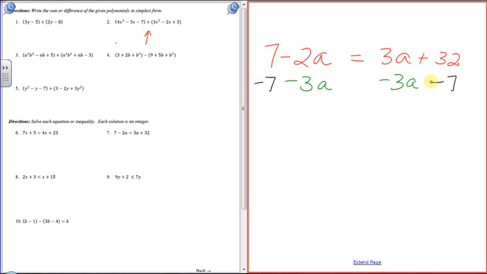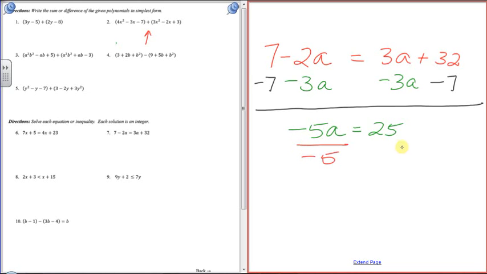Subtract 7 on both sides. Big equal sign. Please be sure you're showing that. Column by column, this disappears. This becomes negative 5a. This disappears. This becomes 25. What's happening to a? It's being multiplied by negative 5. We'll undo by dividing by negative 5, and I end up with a is equal to negative 5.